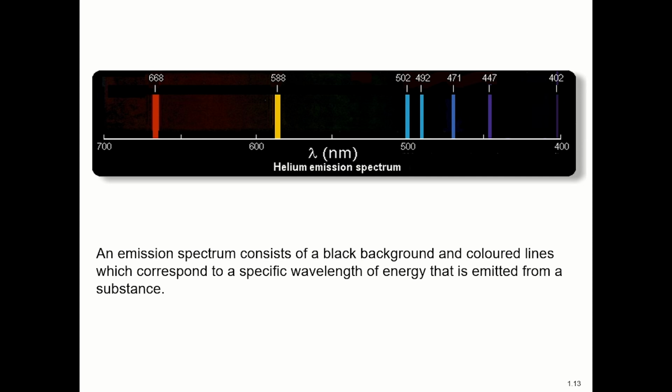So anytime we see an emission spectrum, you're going to see a black background and you're going to see the coloured lines on that spectrum. And those coloured lines are for each of those electron transitions, all those photons that are being emitted.